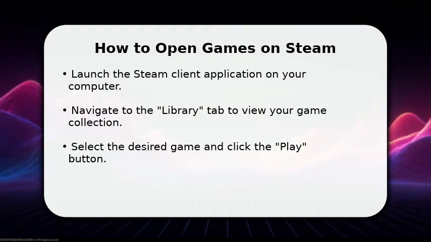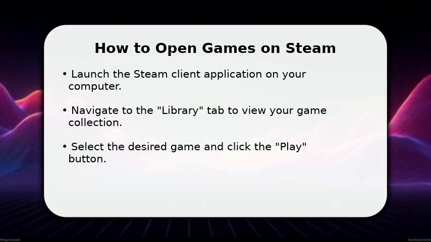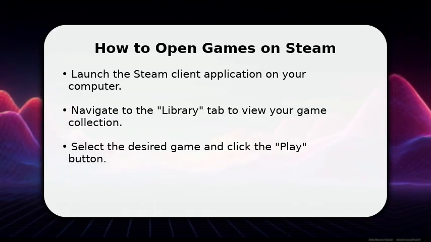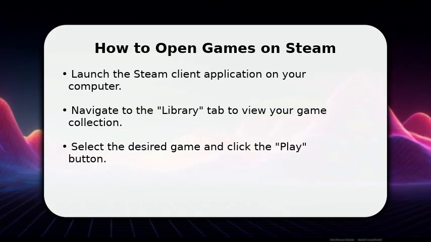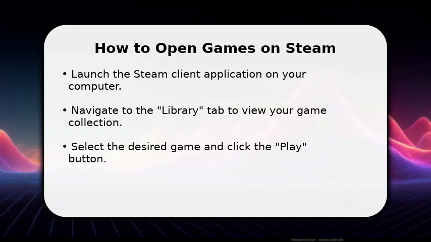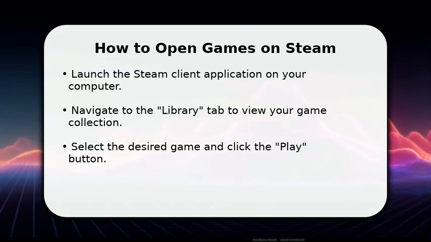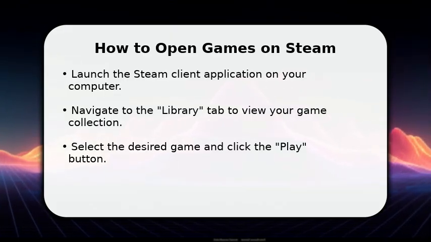In this video, I will explain how to open games on Steam. First, launch the Steam client application on your computer. Once it's open, navigate to the Library tab, which is where all your purchased games reside. Simply select the game you wish to play from your collection, and then click the prominent Play button. This will initiate the game launch process, getting you into the action quickly and efficiently. It's the most straightforward method for starting any title.